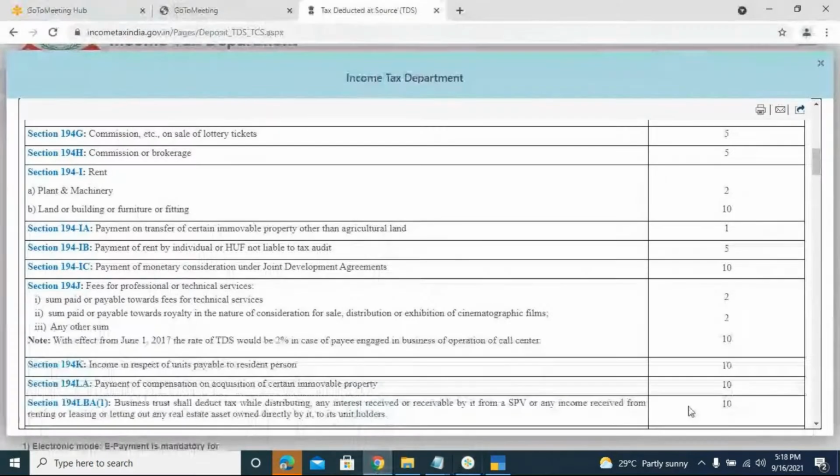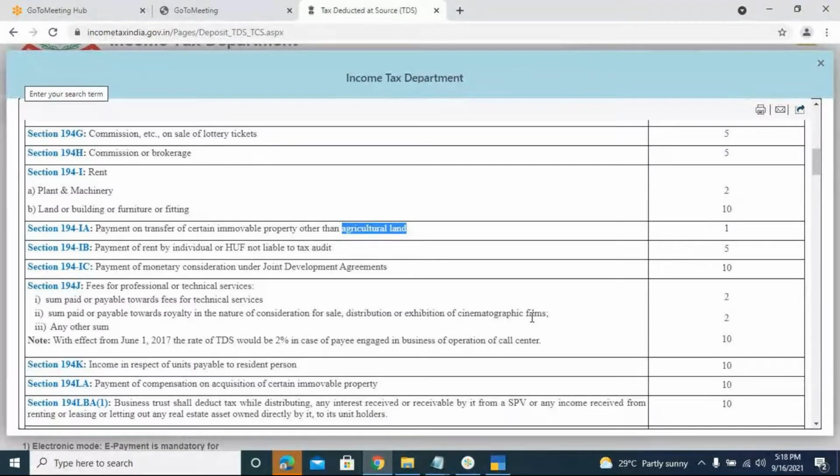Yes. So here we have threshold limits applicable for all this. That also I will be showing you. Now, payment on transfer. Suppose there is a transfer of any immovable property, other than agricultural land, again there is a specification here. Can you see?